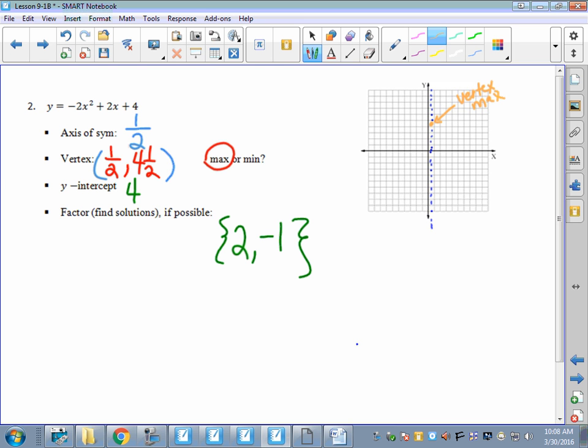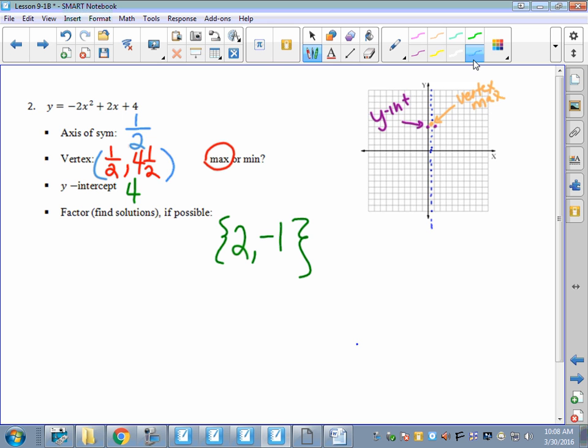Y-intercept is at 4. Again, these guys are really squinched close together. 1, 2, 3, 4. There's my y-intercept. I didn't label that on my other. And do you see where I should have a mirror image point right on the other side of that dotted blue line? Is my mirror image point.